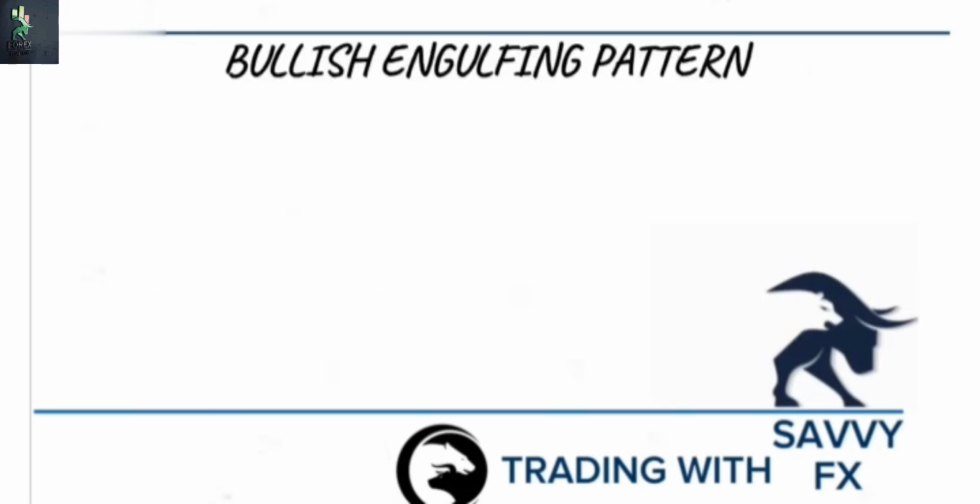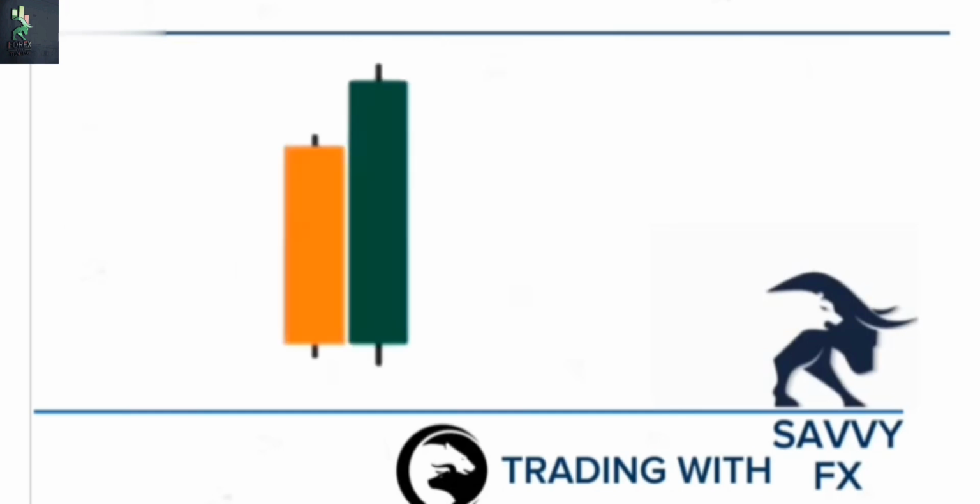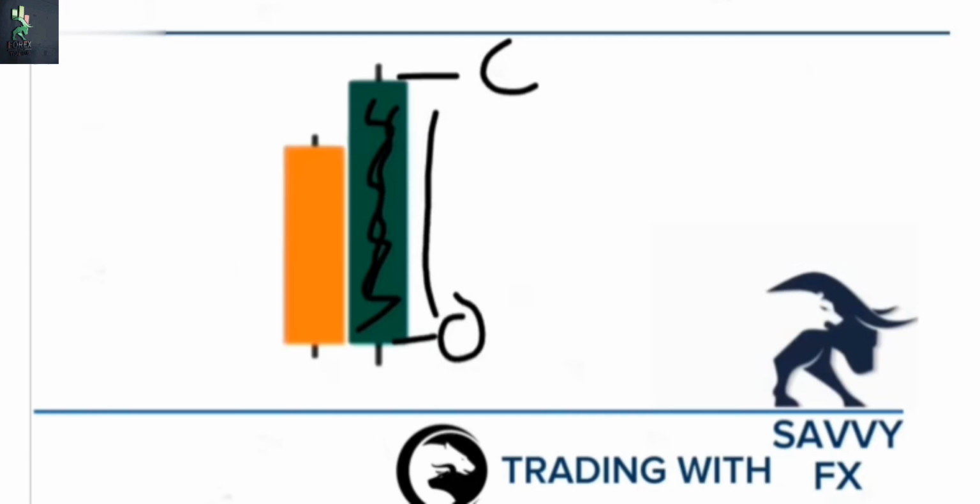Bullish engulfing pattern. The first candlestick pattern we'll learn is the engulfing pattern. This green candle over here is what we call a bullish engulfing pattern. Why is that? Well, it's because the body of the green candle, from the open to the close, completely engulfs the body of the previous bearish candle.